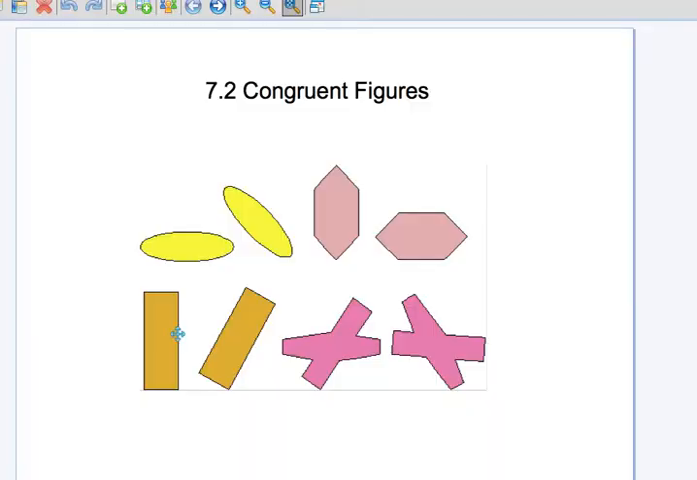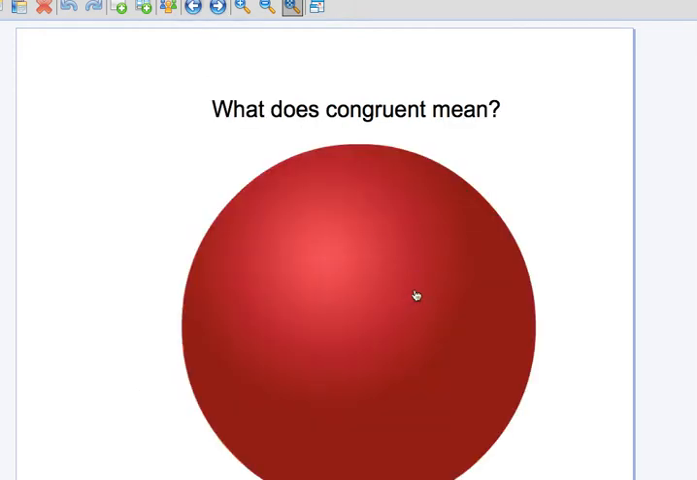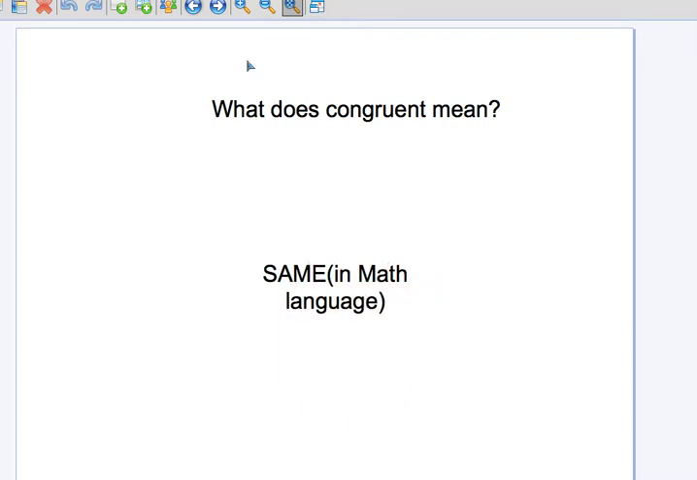All right, so what we're looking at today, grade 7s, we're looking at congruent figures. And the first thing we're going to be examining is the definition of congruent. In math, congruent is just a really simple or fancy way, whatever you want to look at it, that means equal or the same.